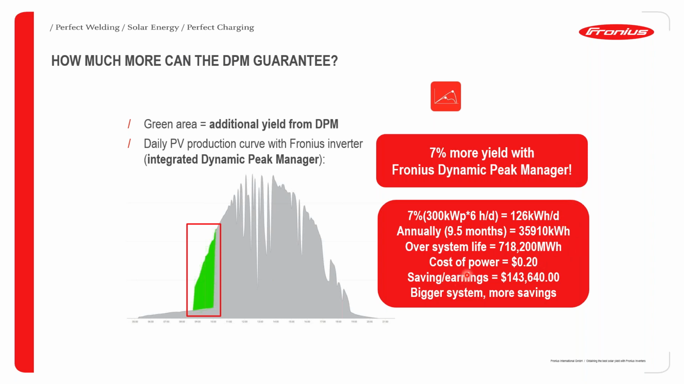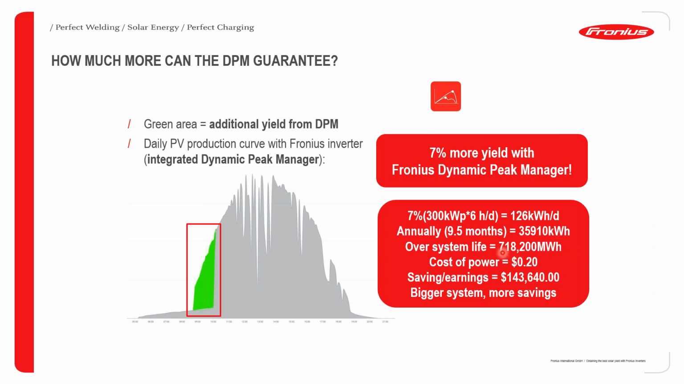A quick example here is looking at a 300 kilowatt peak system, which is experiencing irradiation for about 6 hours per day. So 7% of 300 kilowatt peak times 6 would give about 126 kilowatt hours per day. And if the system, theoretically, we say is working for about 9.5 months per year, assuming that for the remaining 2.5 months you have a bit of shading here and there or not very good irradiation levels, then you can have an increase in production or yield of about 35,900 kilowatt hours.